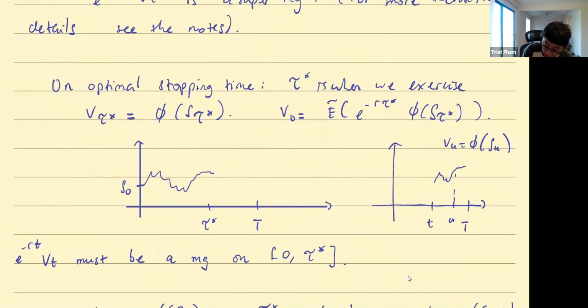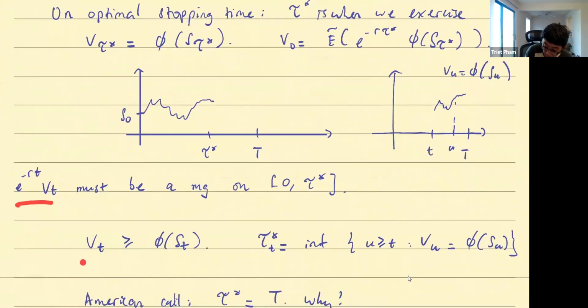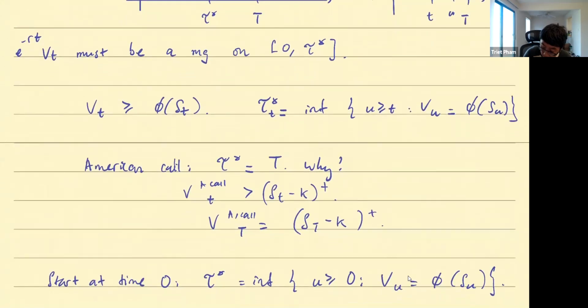So in other words, your option price is always no less than the exercise value. And in fact, before time tau star, it should be bigger. Okay. At the first time that the option price equals the exercise value, then you exercise. And if you do this, then the whole process will be a martingale up to that time.